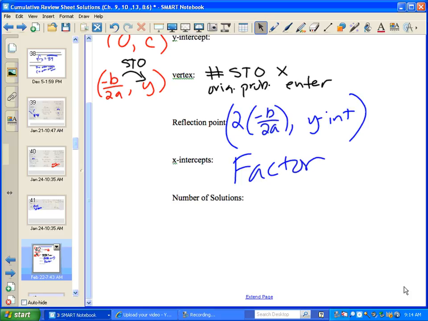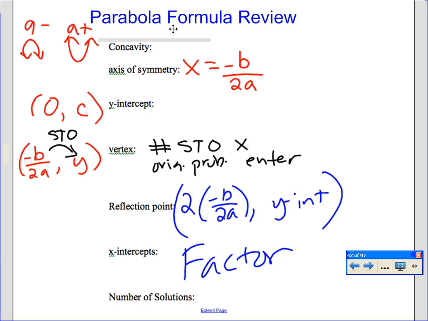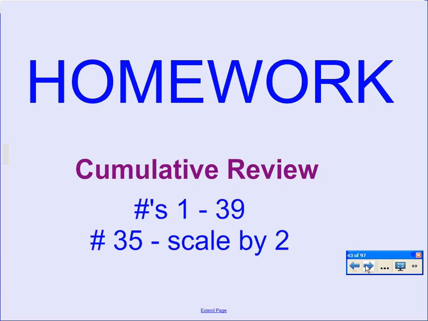Got it? All right. Homework is to finish the review. You have about 16 minutes right now. I'm going to walk around and help you if need be and check what you're working on. The only thing I had to tell you is number 35. The scale is by 2s. There's no mistakes here. 35, the scale is by 2.